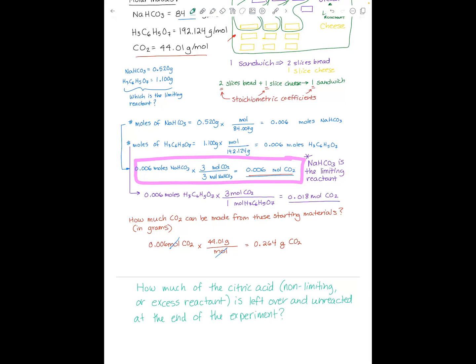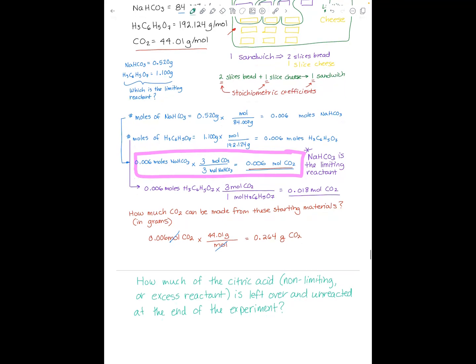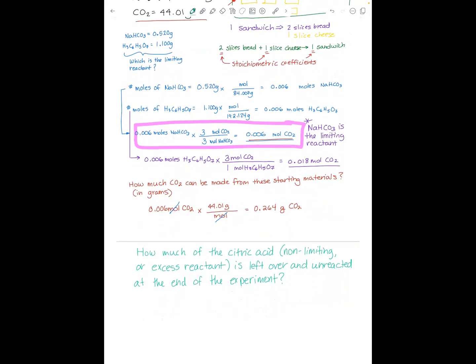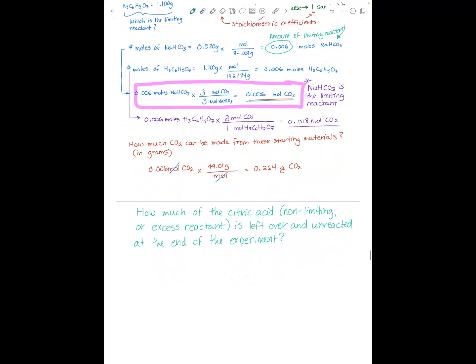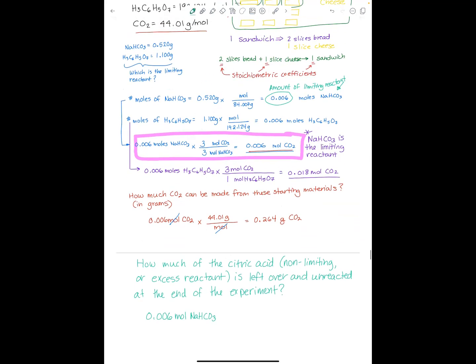So here what we're going to do is start by looking at how many moles there were of the limiting reactant. Okay, so if we look here, our limiting reactant was sodium bicarbonate. So this is the amount of the limiting reactant, that's this right here. So let's start with that. That's how much we had to react with. 0.006 moles sodium bicarbonate.